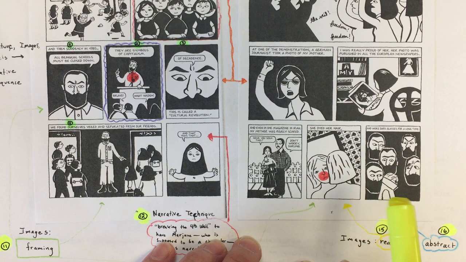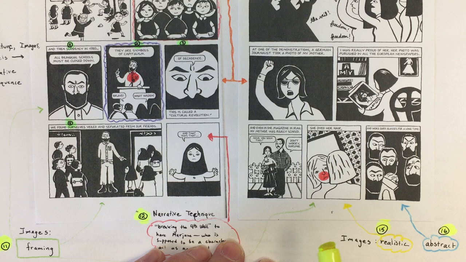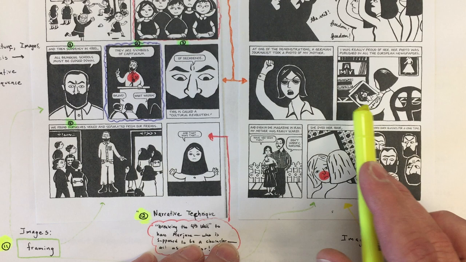So how does Marjane know? Was she standing behind her and she kind of snuck up and saw her looking at herself in the mirror with this expression on her face? Probably not, but it's something that's realistic. It's something that could very well have happened. Same thing with this one, this one, this one, all of these.